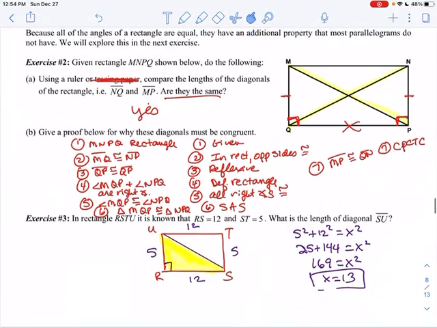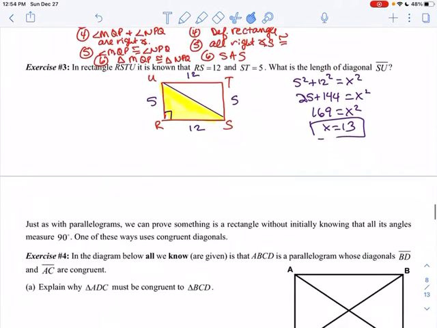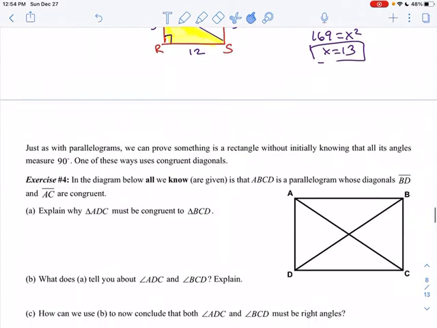Different from those proofs. There are some proofs in this chapter just to prove some of the properties that we are learning. Just as with parallelograms, we can prove something is a rectangle without initially knowing that all its angles measure 90. One of these ways uses congruent diagonals. In the diagram below, all we know is that ABCD is a parallelogram whose diagonals BD and AC are congruent. Explain why triangle ADC must be congruent to triangle BCD.